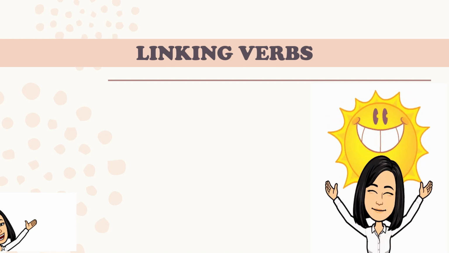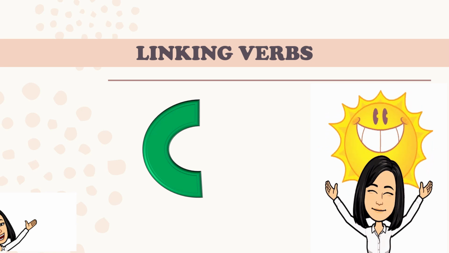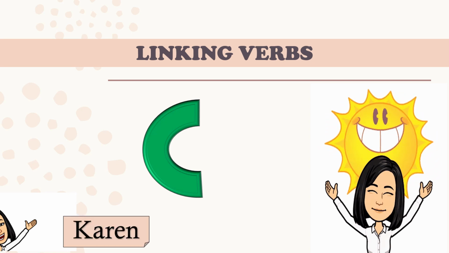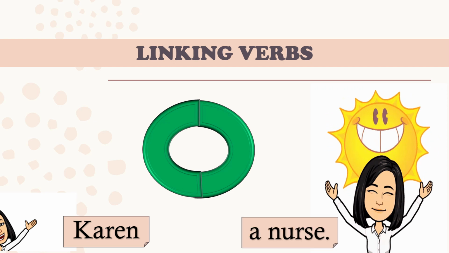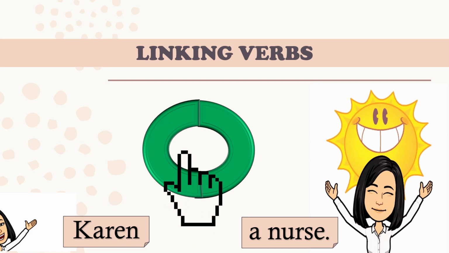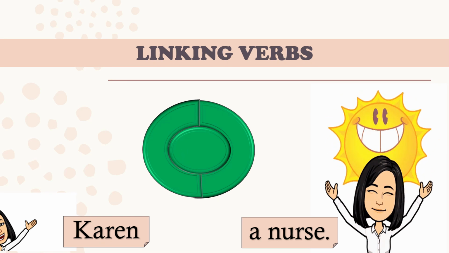Now let's start by having a half of a circle. And let's call it our subject, which is Karen. And another half is our predicate. And let's have a nurse here. Alright, now, to connect our subject to its predicate, we have to fill in our circle. And of course, we need to put a certain verb in between them.